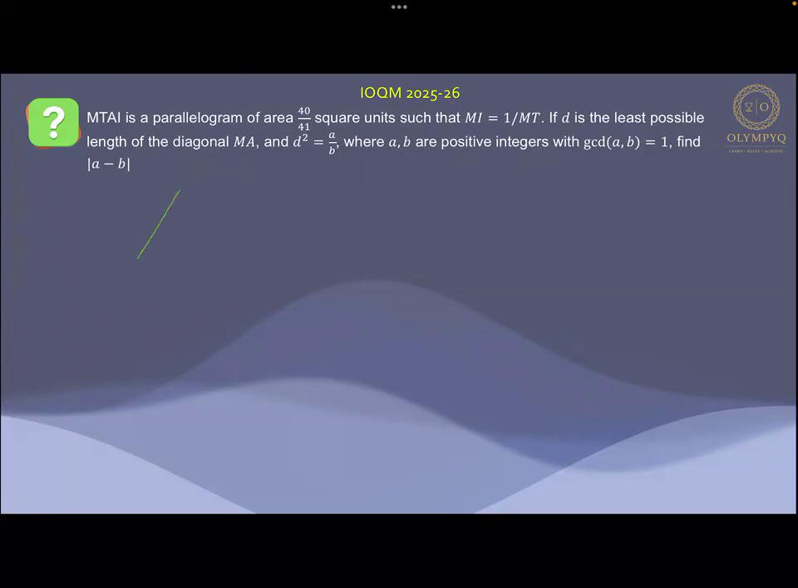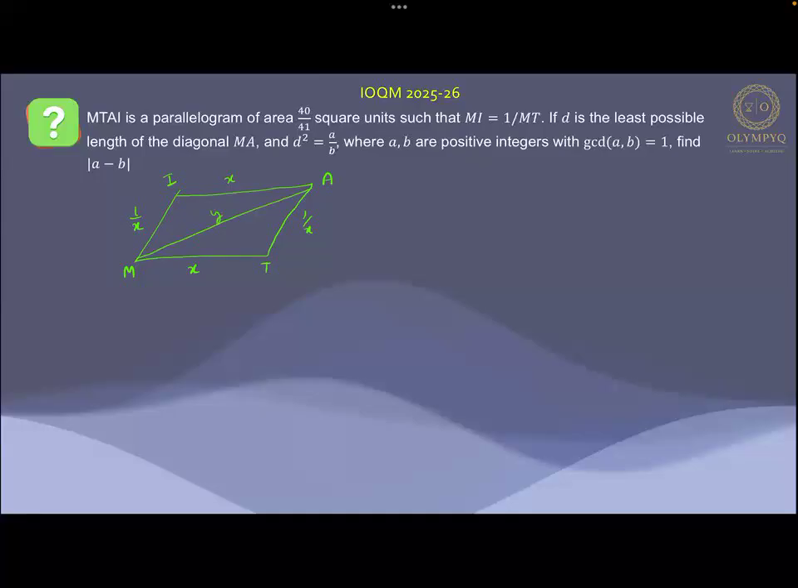Now, first of all, the parallelogram which you can consider can be like this. This is MTAI. Along with that, they said that MI is equal to 1 upon MT. So if I'm considering this length as x, this length is going to be equal to 1 by x, and so is this length, and this length is going to be equal to x. Now MA, this is the diagonal which we were talking about, and this diagonal length, for the timing, I'll just call it y.